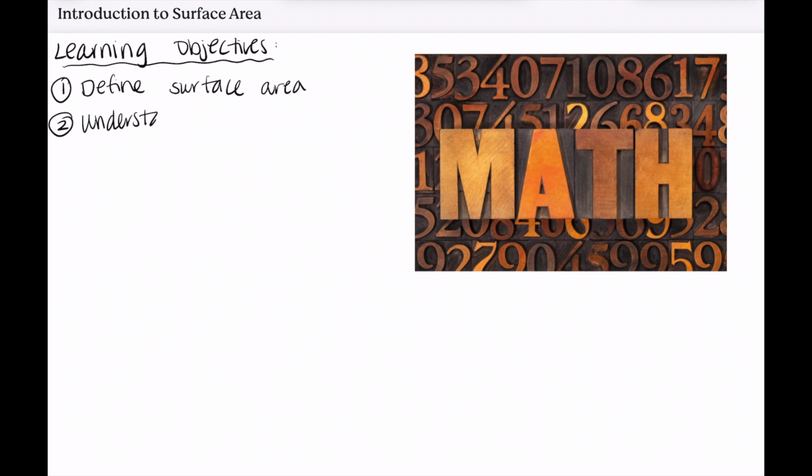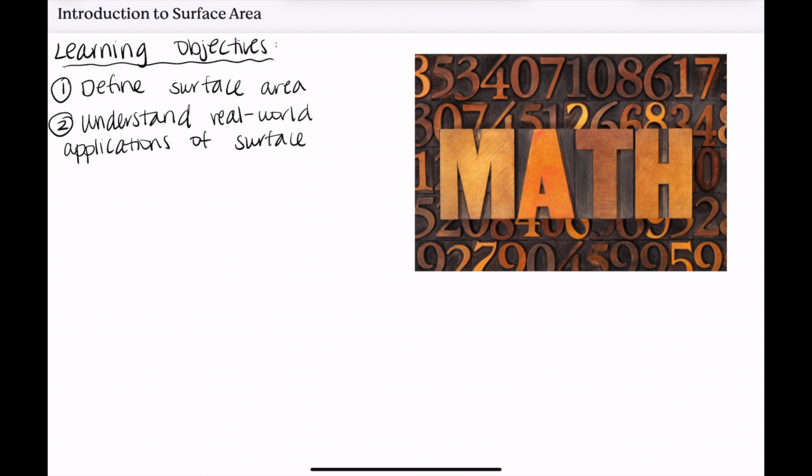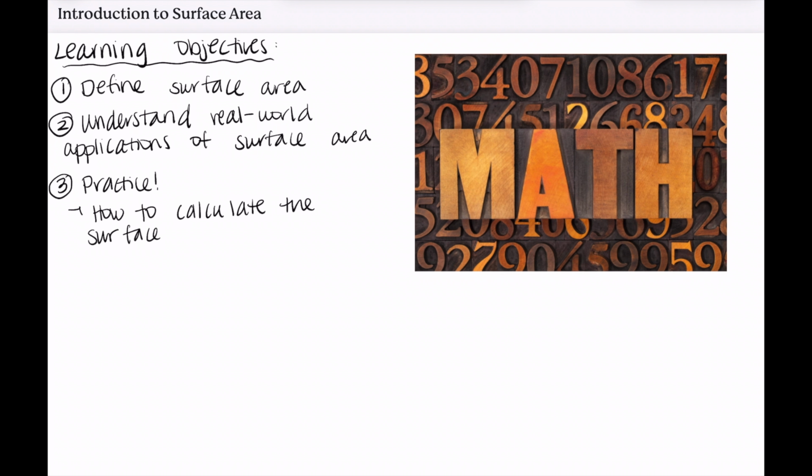But our learning objectives for today are, first off, we're going to define what surface area is. Then we'll get into understanding the real world applications of surface area. How do we use it? Where would we use it? And then our third and final part of today's lesson is practice. Like always, we're going to learn how to calculate the surface area of simple 3D shapes. And the three we're going to cover in today's lesson are cubes, rectangular prisms, and cylinders.